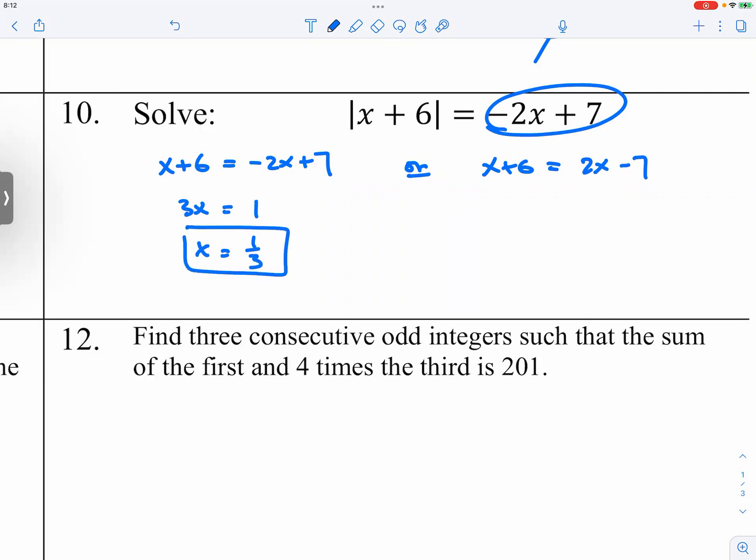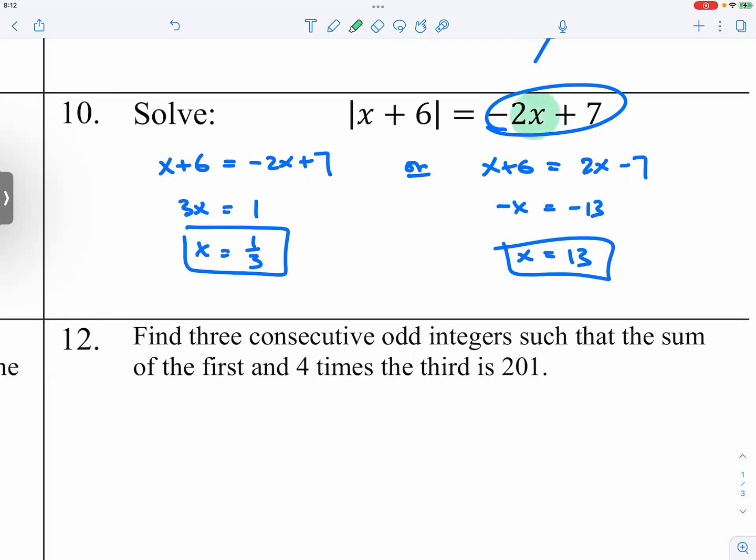So x is equal to 1/3. And then on the other side, we have negative x is equal to negative 13, and therefore x is equal to 13. And then we say, yay! Are we done? Why not? Yeah, check for extraneous solutions.